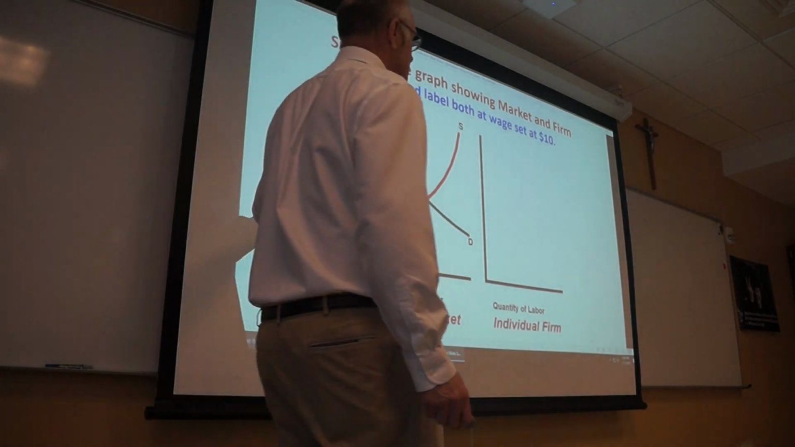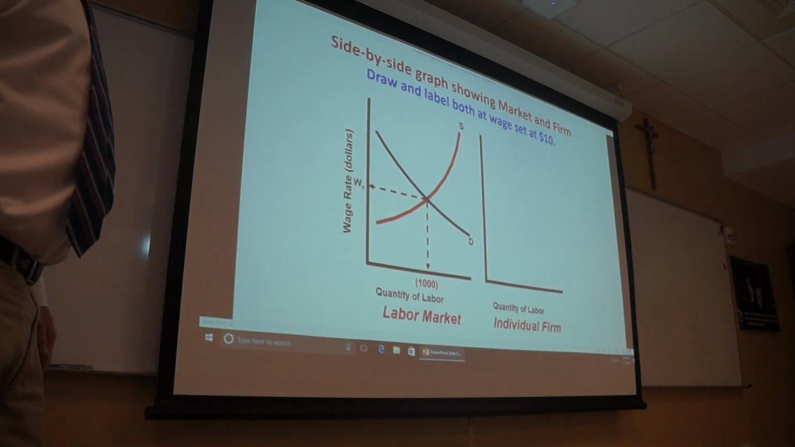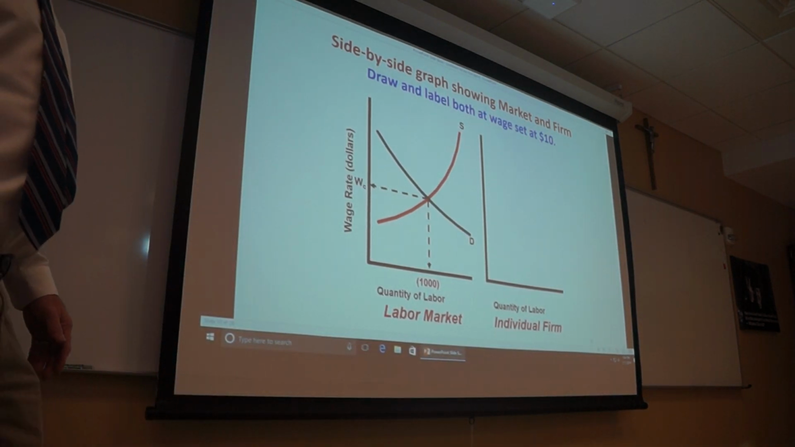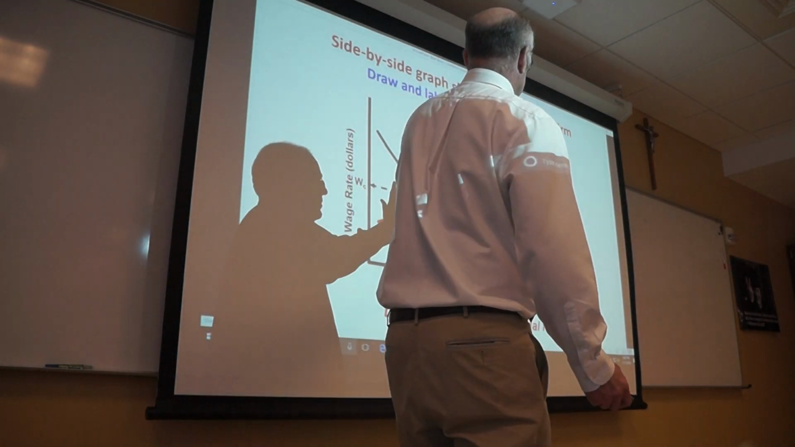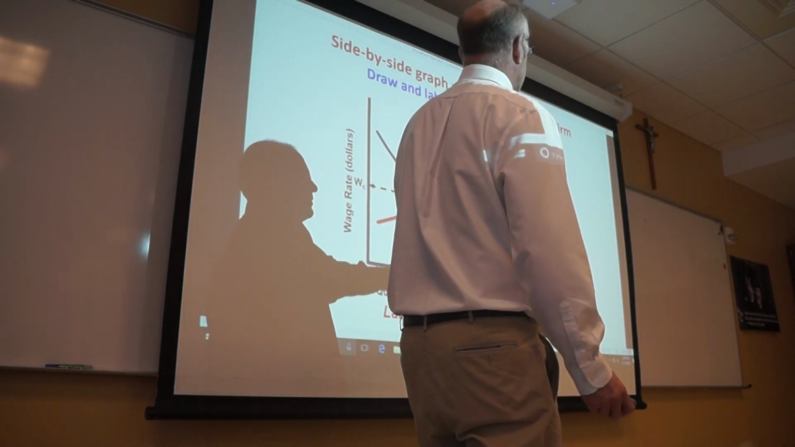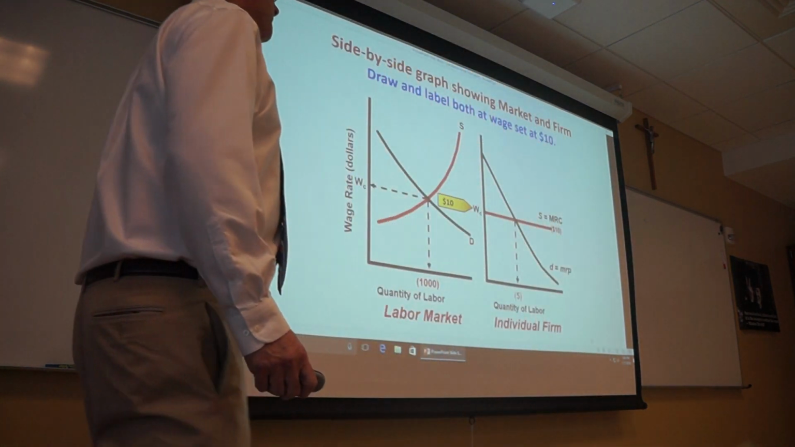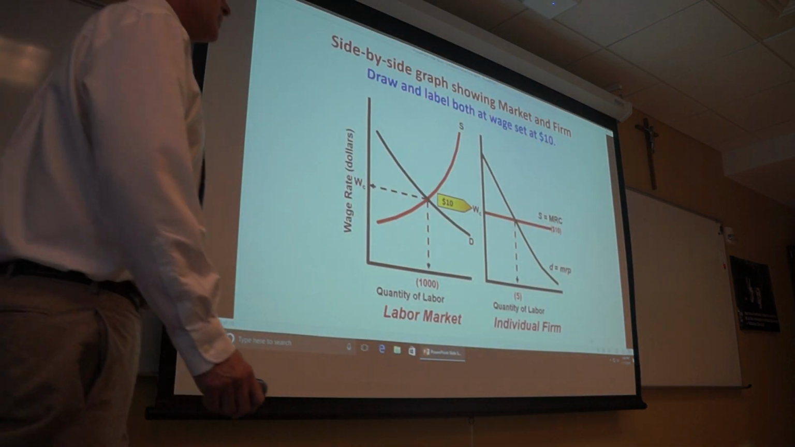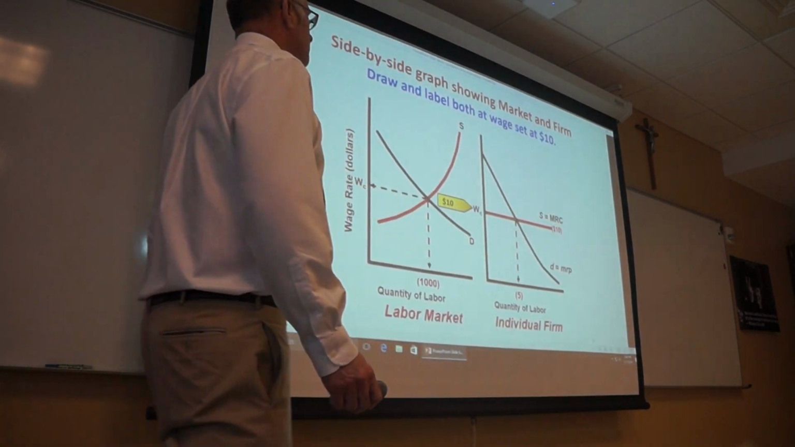All right, does anyone remember what goes across, what's perfectly elastic? It's wage and supply. Okay, so there it is. It's the wage there, supply equals MRC, and then MRP downward sloping. And your profit maximizer, MRC equals MRP, there you are.